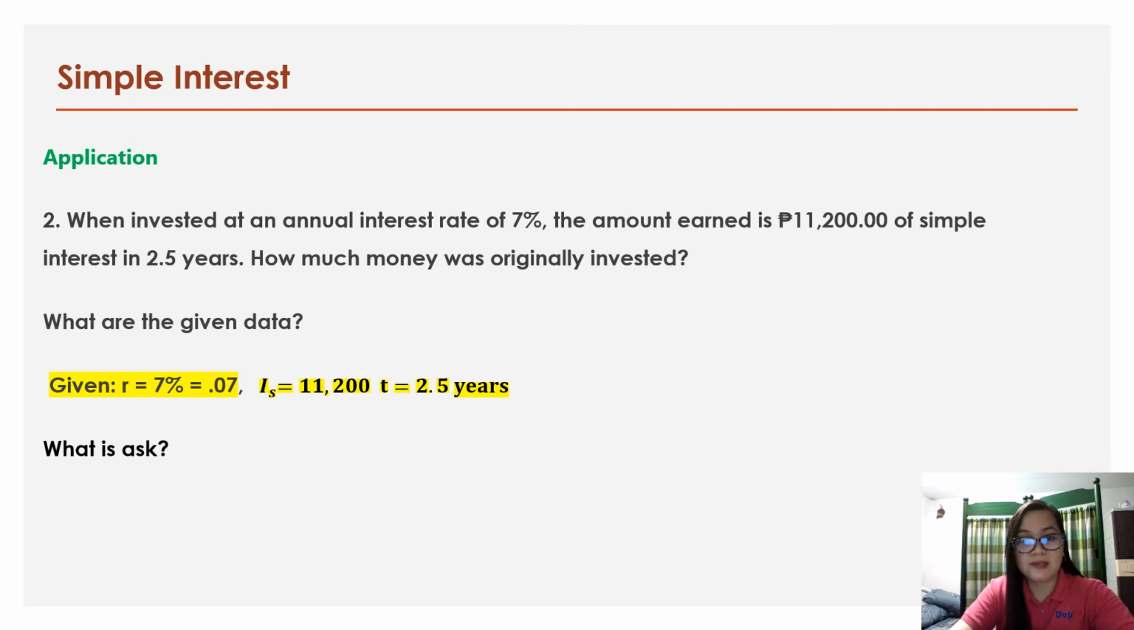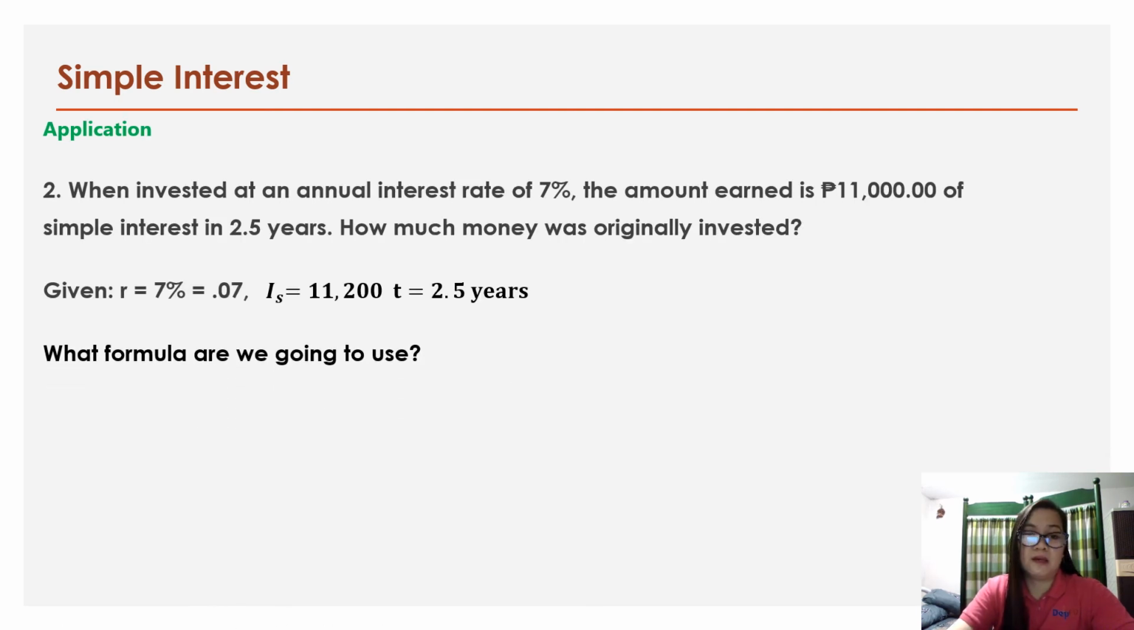What are we going to find out from the given? What are we going to solve? Yes, we're going to solve for the principal. So what formula are we going to use? We will use the formula P is equal to I sub S divided by RT, since they are already given.